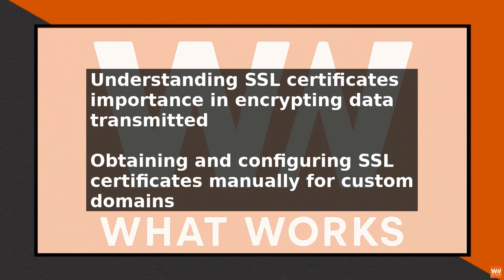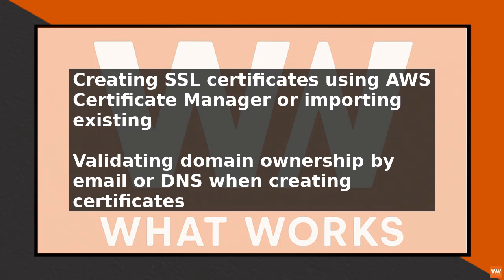When creating a certificate, ensure you validate domain ownership by either email or DNS. Once you have the SSL certificate, navigate to the AWS Amplify console and select your app. Then, click on the Domain Management tab and choose the custom domain you want to secure. Click on the Edit button next to the custom domain and select the SSL certificate you created or imported earlier.